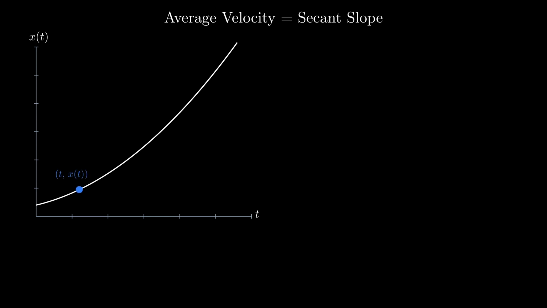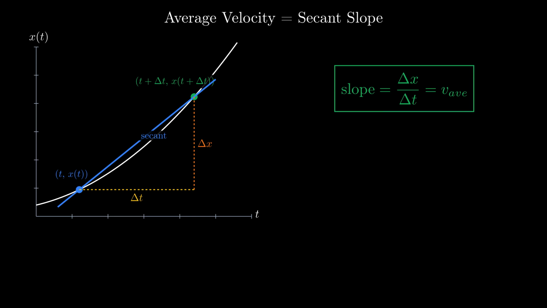On a position versus time graph, average velocity has a direct geometric meaning. Pick 2 points on the curve, the point at time t with position x of t, and the point at time t plus delta t with position x of t plus delta t. Connect them with a straight line, a secant line. The slope of that secant is rise over run, the change in position delta x divided by the change in time delta t. That slope is the average velocity over the interval.